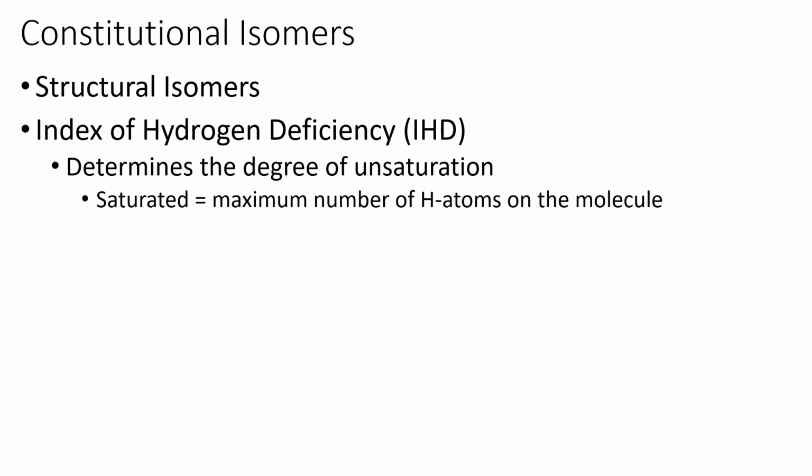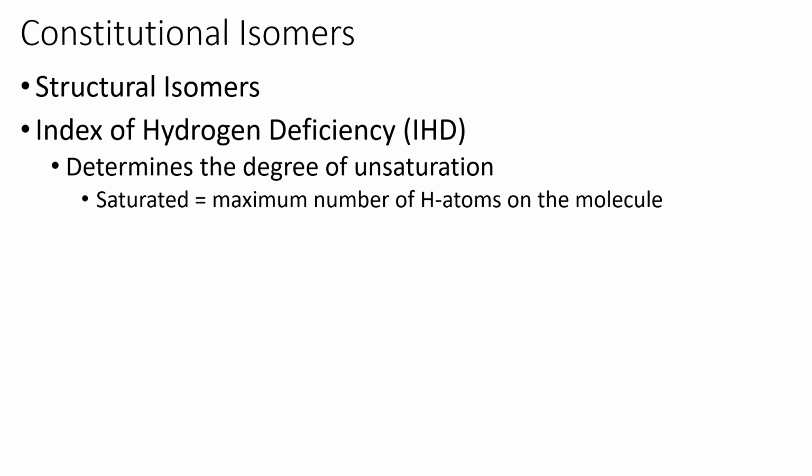So when we talk about degrees of unsaturation, we're talking about taking some of those hydrogen atoms away. And in order to do that, we have to have some form of pi bonding within our structure, or we need to have some form of a ring where we have lost hydrogens because we're connecting our atoms together. So our index of hydrogen deficiency will give us some information on the types of structural features that our molecule will have based on this calculation.